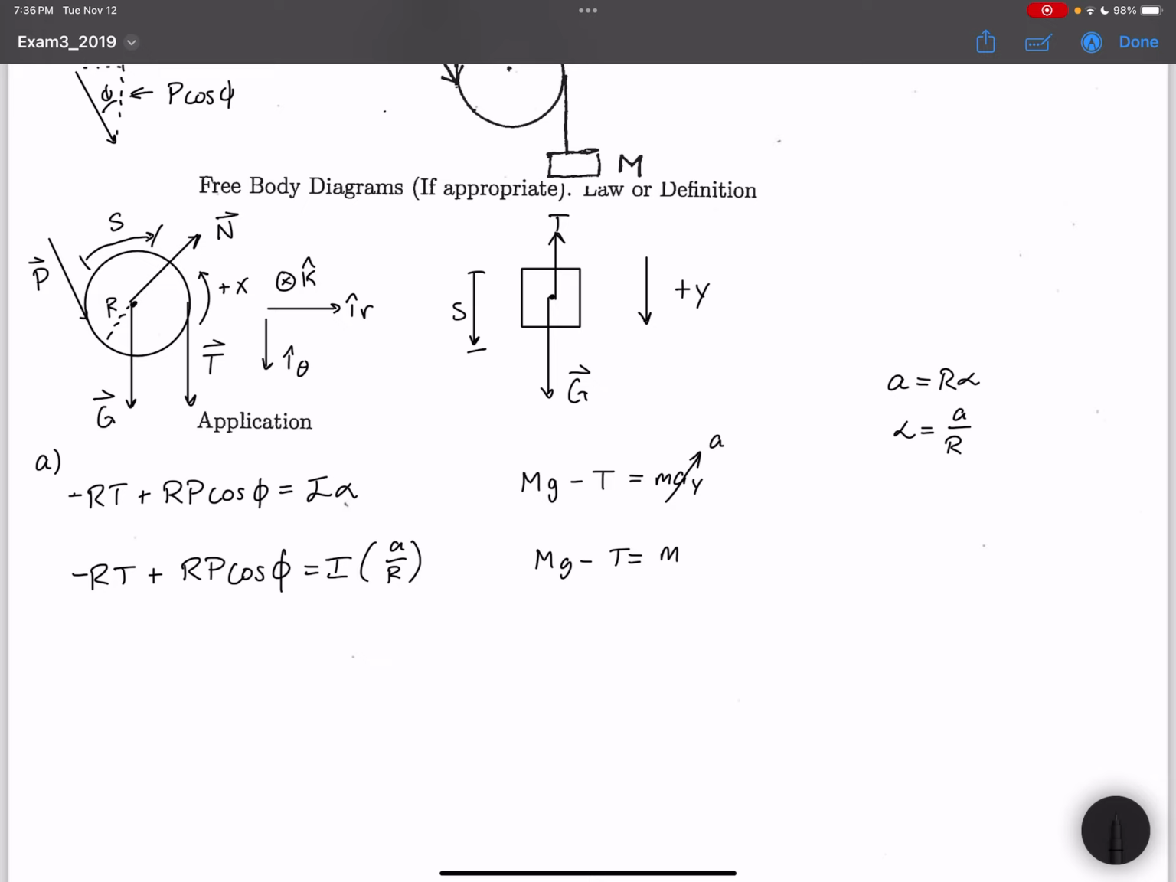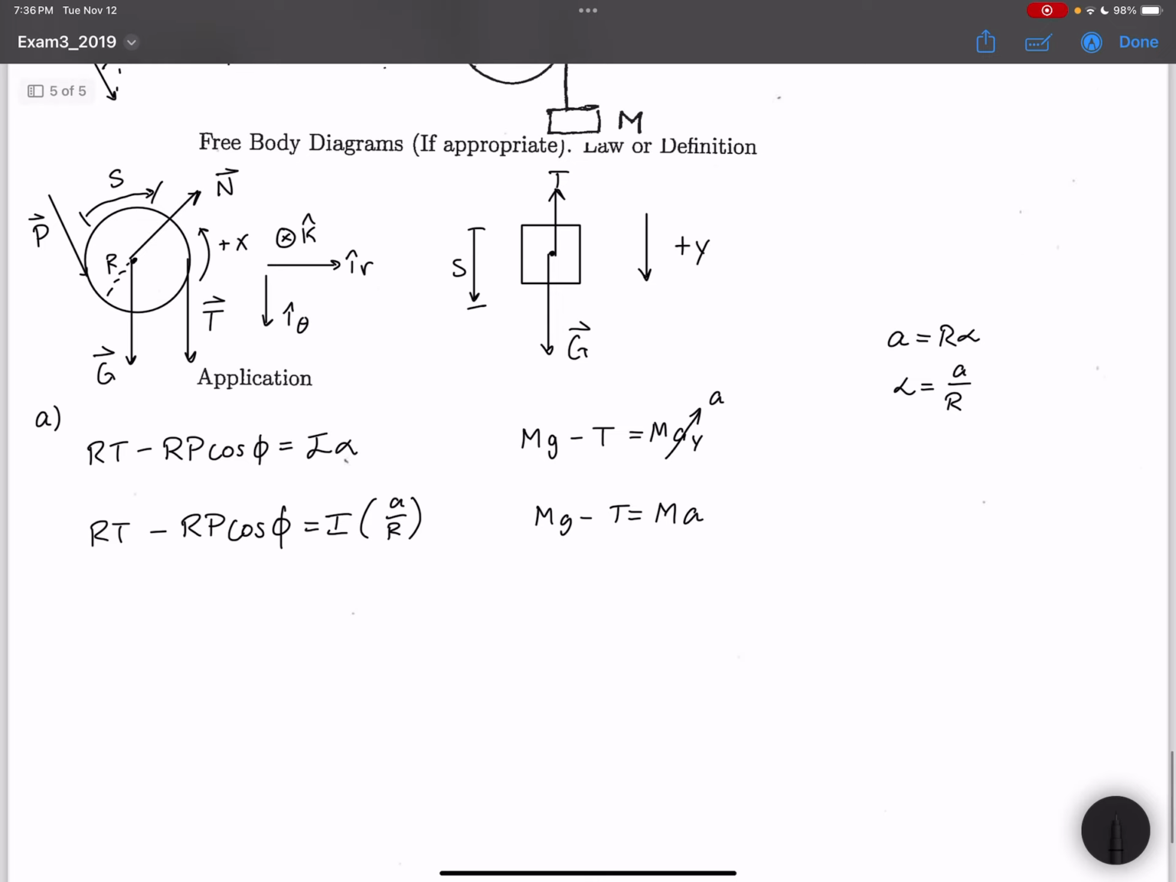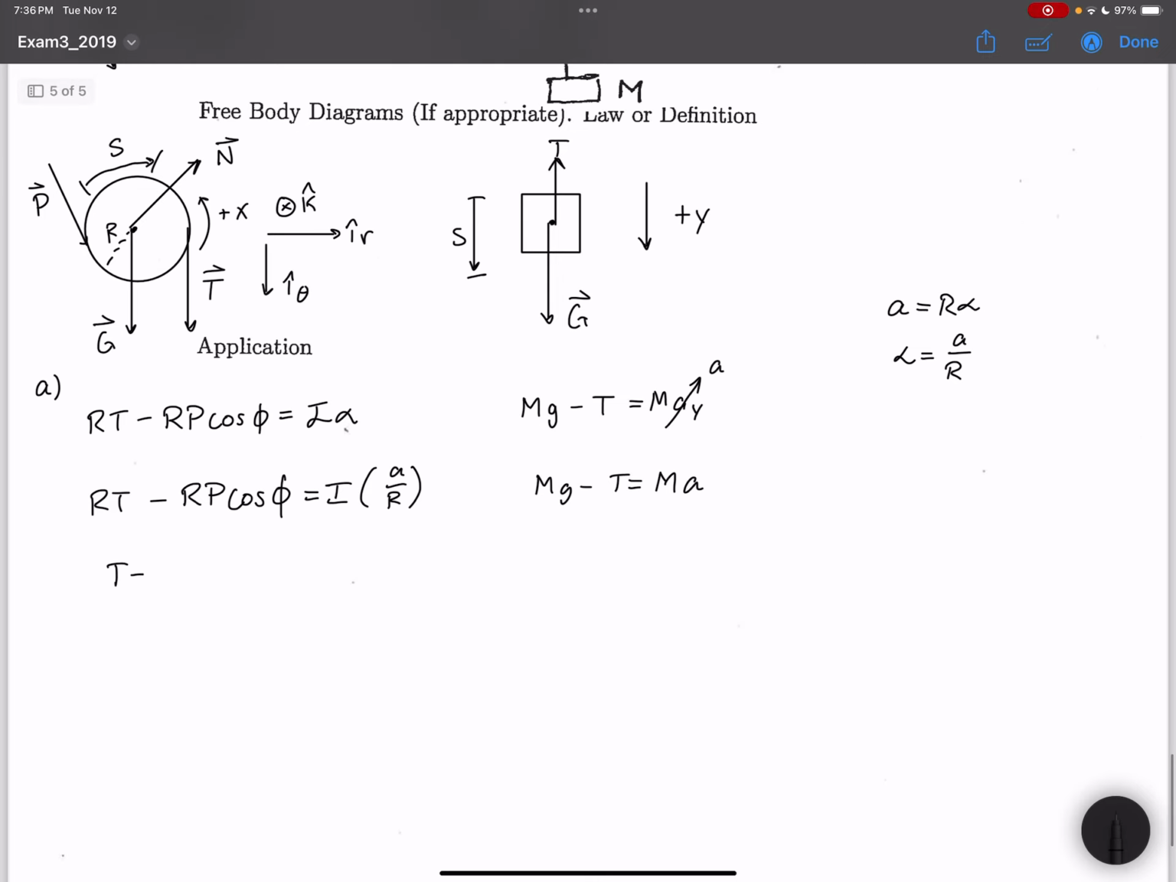Sorry, I have these signs all backwards. I just noticed that because we want the tension forces to cancel out in these problems. So that means this would be negative, that would be negative. Okay, cool. My bad. So then we have mass times AY, or times A. Now we can divide R over to the side here, so R squared. And then mg minus T equals ma.